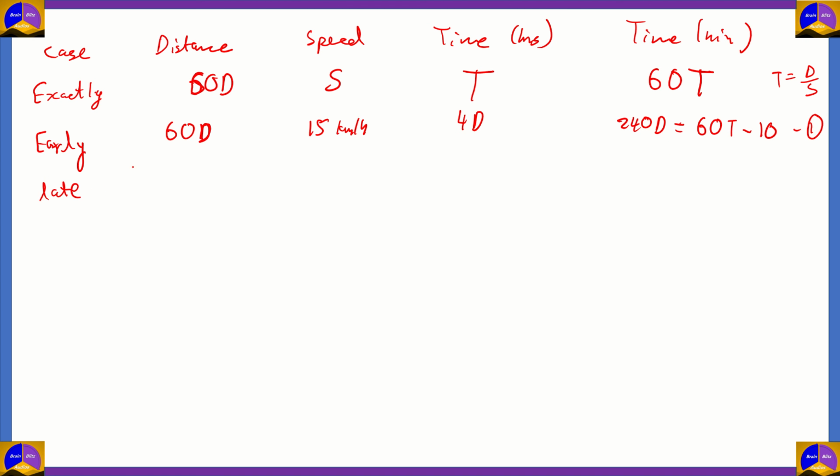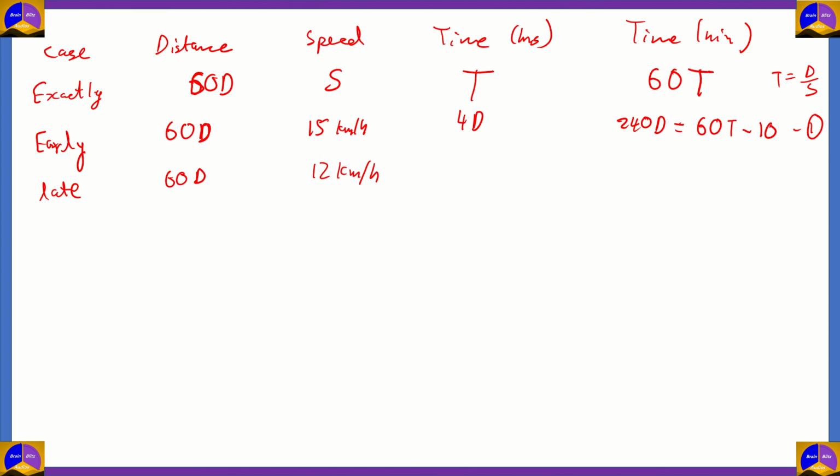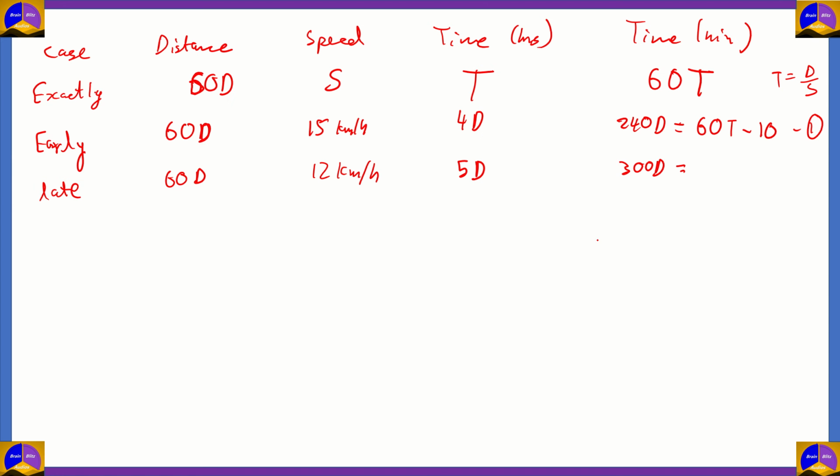Now, let's look at the case where he is late. Again, distance doesn't change, 60d. The speed right here is 12 kilometers per hour. We know that the time taken would be 60d over 12, which would be 5d. Now, 5d times 60 gives you 300d, so that's the time in minutes. We also know that when he traveled at 12 kilometers per hour, he reached the railway station 10 minutes after the train had departed. So that means it will be 60t plus 10. And we're going to consider this to be equation 2.